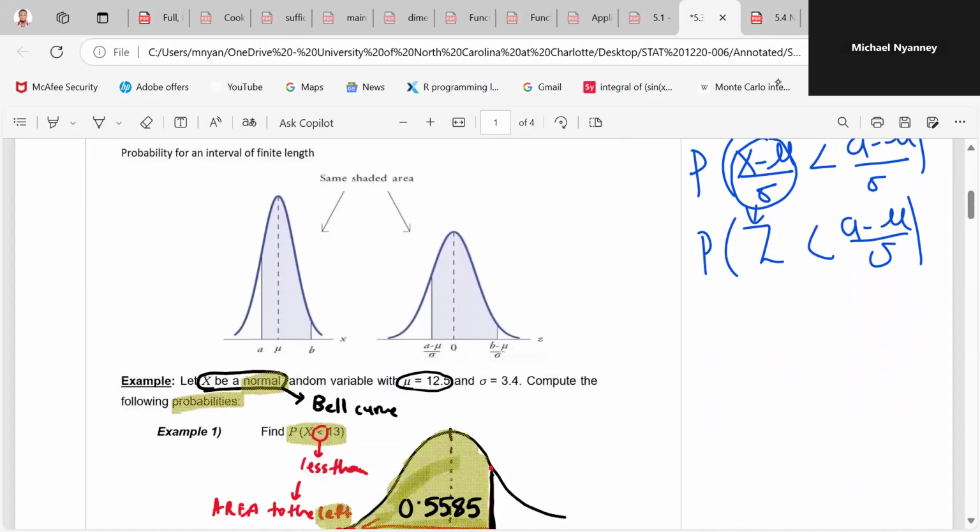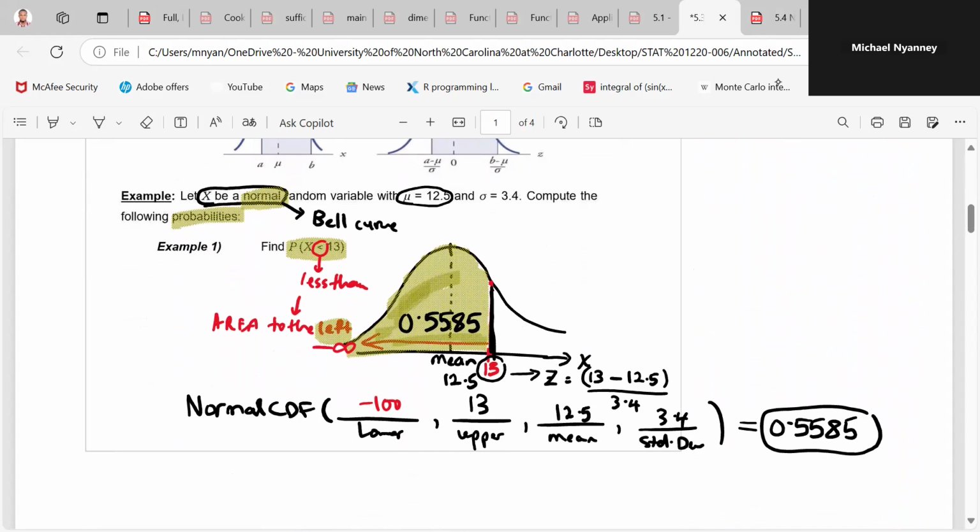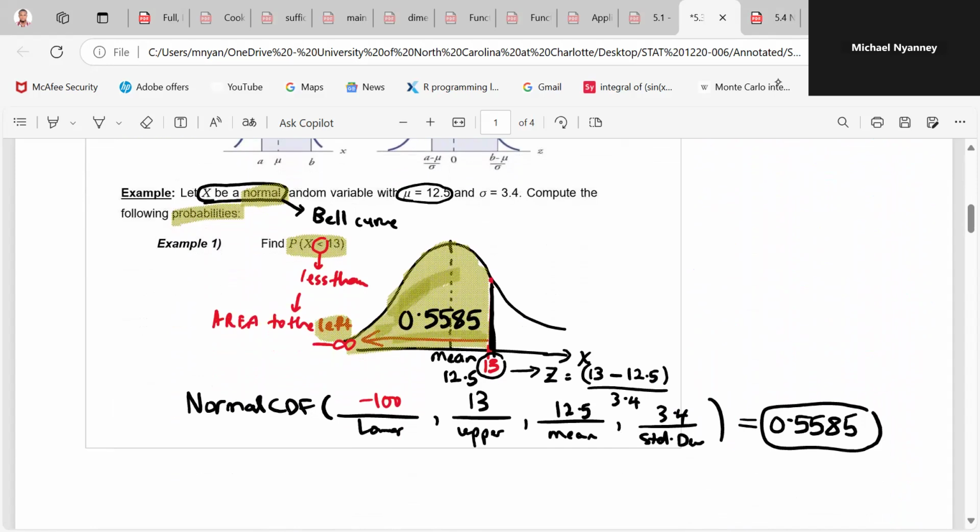So we have an example here to get the probabilities. We have a normal random variable s, which has a mean of 12.5 and a sigma of 3.4. We have to compute the following probabilities. We want to find the probability that s is less than 13. Since this is a normal random variable, it has that bell curve, and you can locate the mean here.